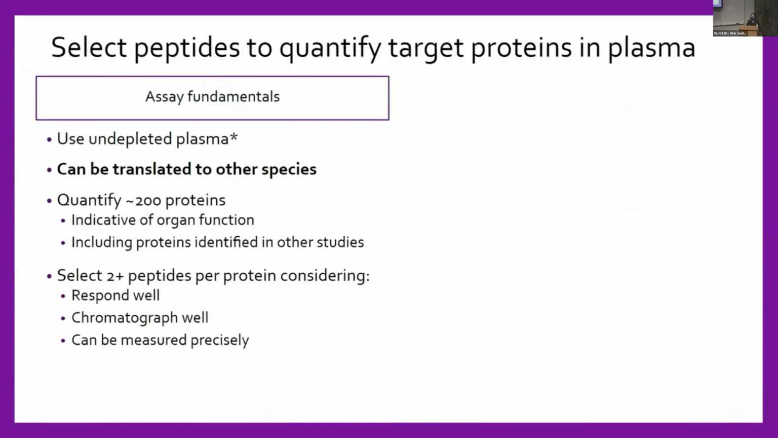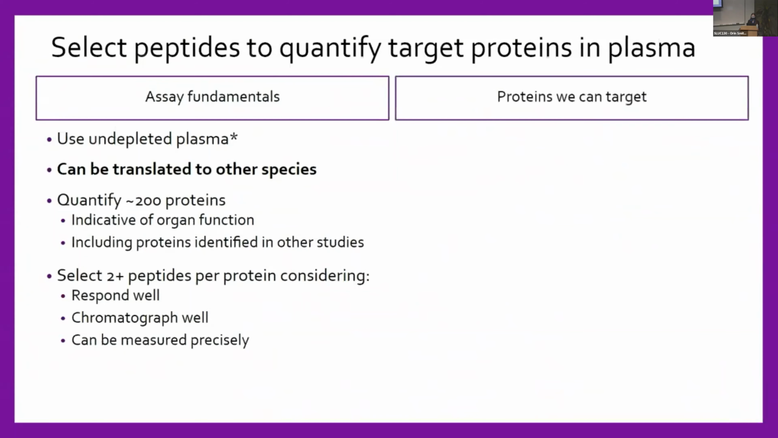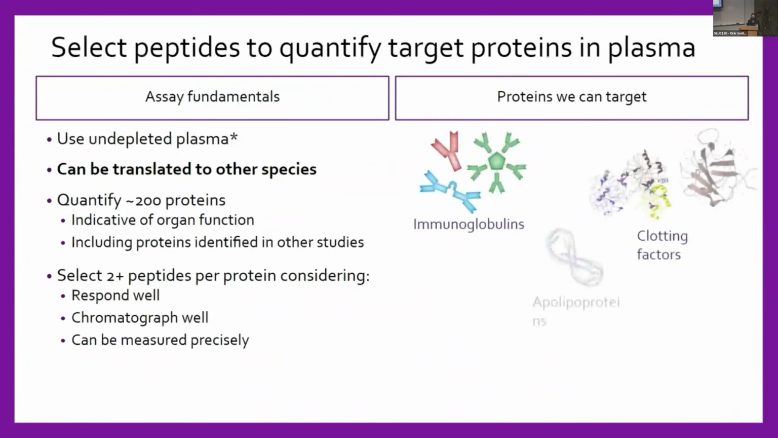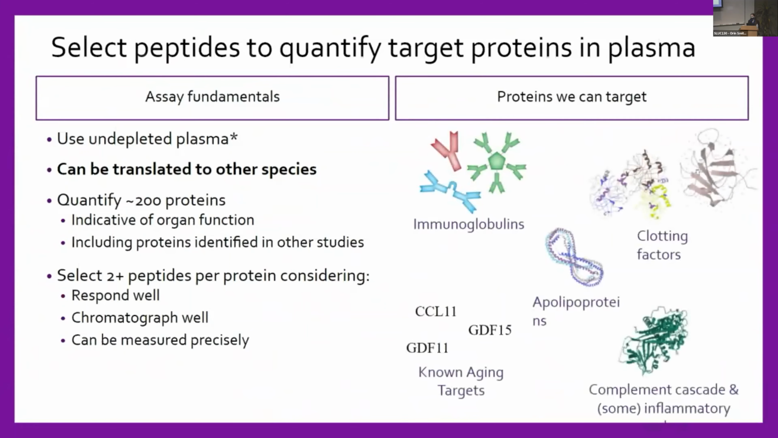We have the capability to quantify about 200 proteins in a single run. And these proteins can range from those indicative of organ function, immunoglobulins, clotting factors, apolipoproteins, the complement cascade, and we can also highly tailor this to take specific proteins from the literature known to be important in aging and lifespan and include those in our assay as well.